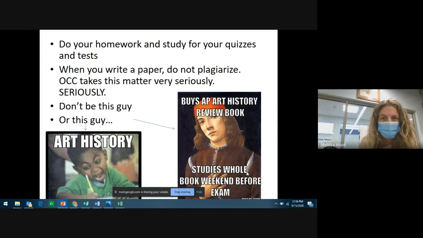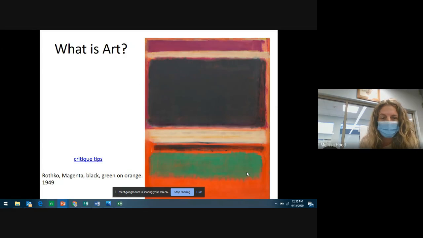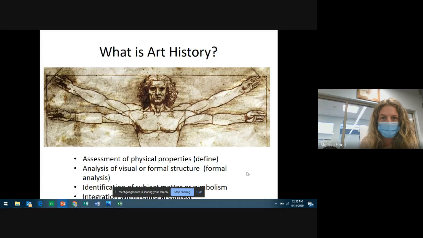So I encourage the students to make sure that they are staying on top of things, not getting too far behind. Definitely make sure that you're not plagiarizing. We talk about what is art, what makes it important, how is art dated, how is art created, so what mediums were the artists using, and what techniques do they use within those mediums.